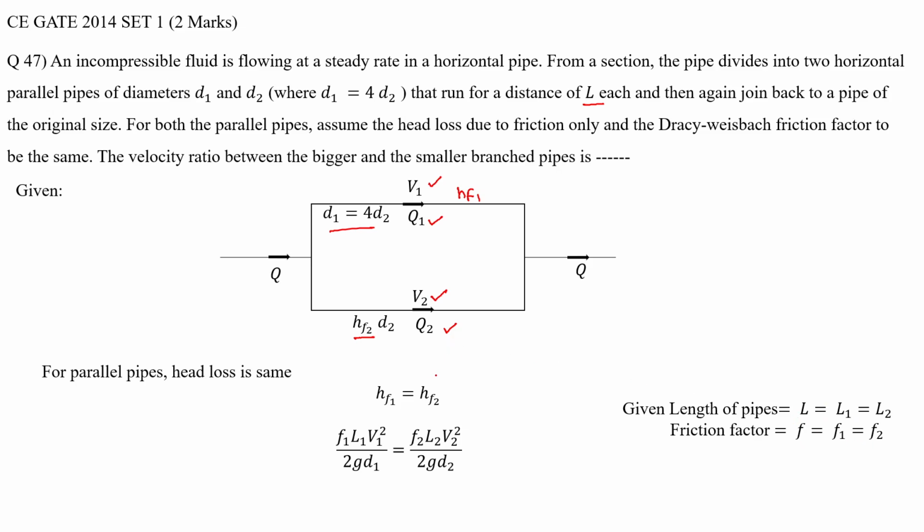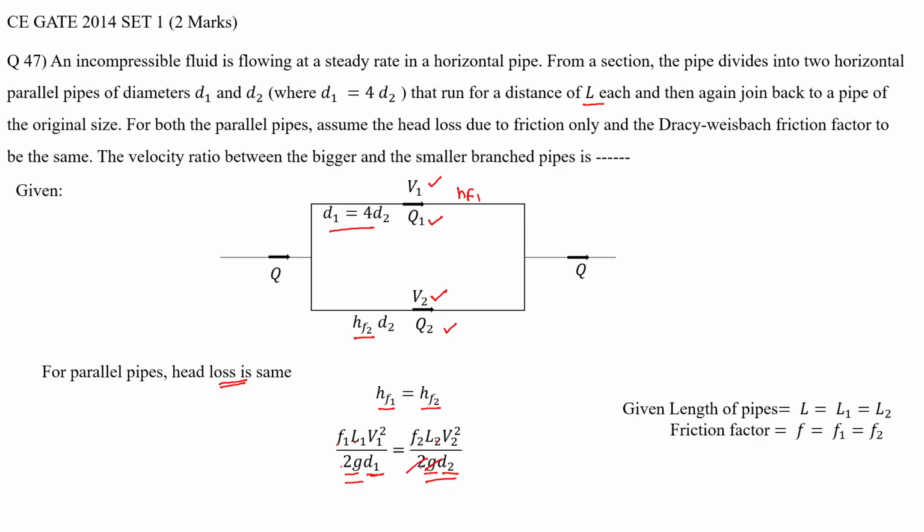As I mentioned in the previous slide, when both the pipes are connected in parallel, the head loss is the same. So with this assumption, we will equate HF1 equal to HF2. HF is nothing but the Darcy-Weisbach equation, the loss due to friction, which gives F1 L1 V1 square divided by 2GD1 equal to F2 L2 V2 square by 2GD2. Now what do we know? F1 and F2 are equal, L1 and L2 are equal, D1 has a relation with D2, and G and 2 are also equal in both cases.